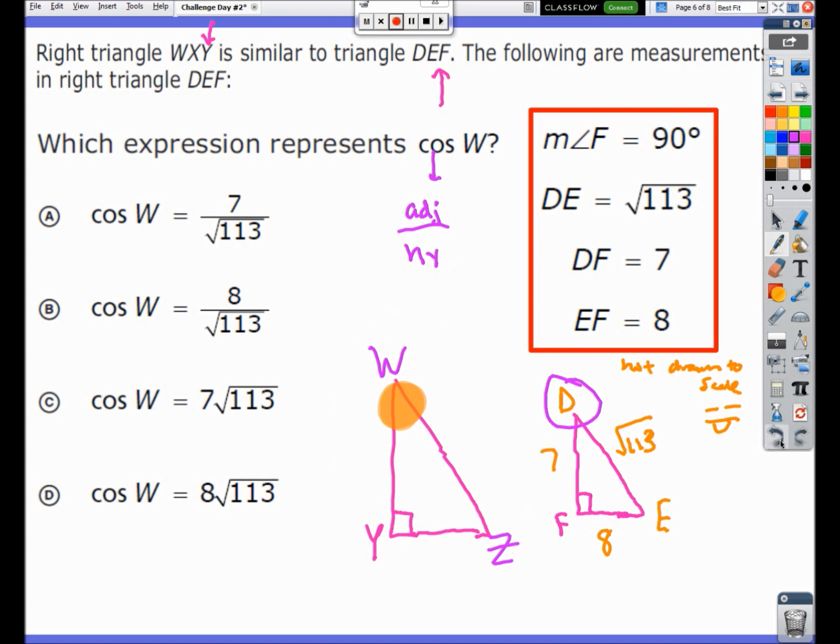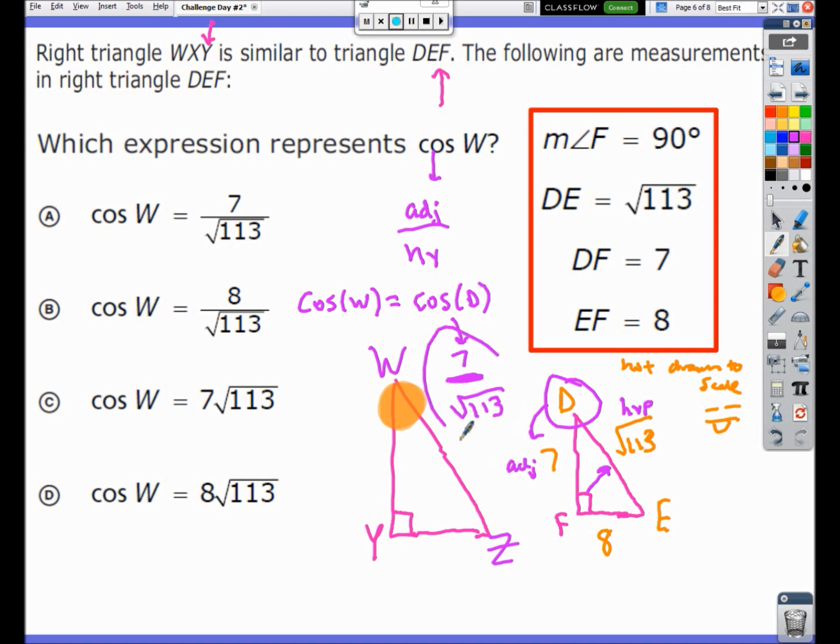But we don't know any sides in this triangle. Not a problem, because we're told these triangles are similar to each other, which means we can swap out the W for its equivalent angle, which is D. So the cosine of W is going to be the same ratio as the cosine of D. So now we just got to focus on what is the adjacent and the hypotenuse of angle D. So what is the adjacent side of angle D? Well, the adjacent side's either the 7 or the root 113, but the root 113 is the hypotenuse. So that means the adjacent is the 7, and over the hypotenuse, root 113.